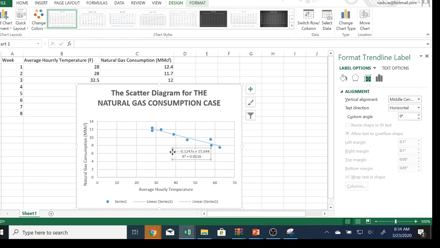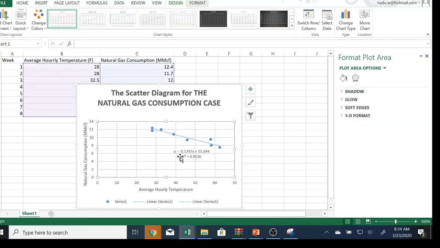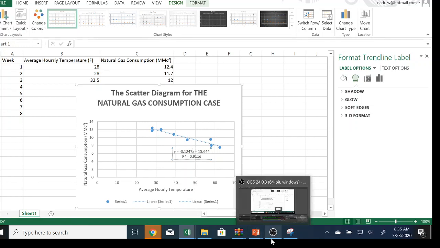So you have y equals minus 0.1247x plus 15.644. So what is meant by this particular equation is that y is going to be the natural gas consumption, and minus 0.1247 is the, what do we call it? We call it as the coefficient.